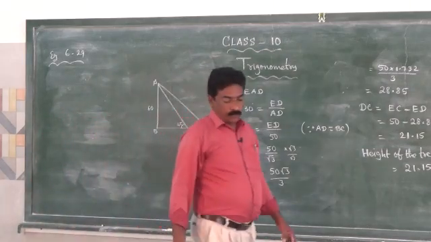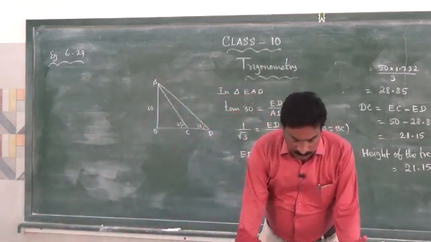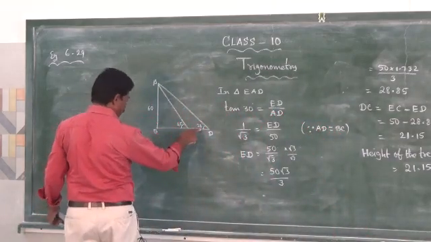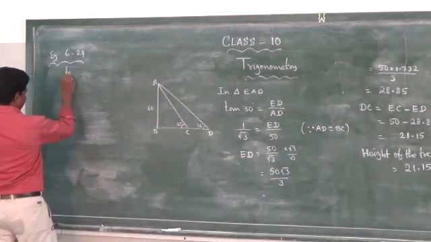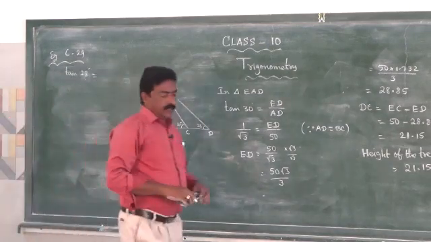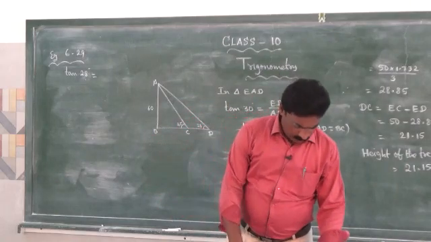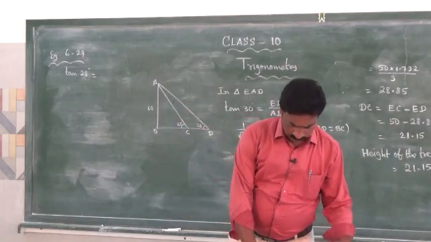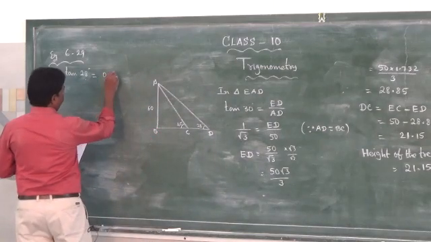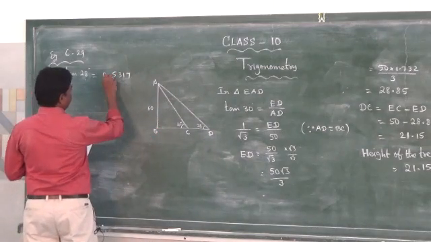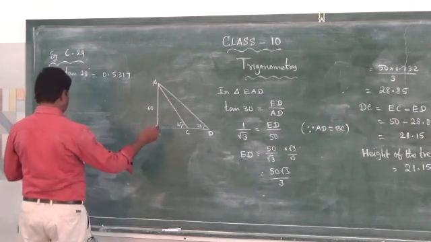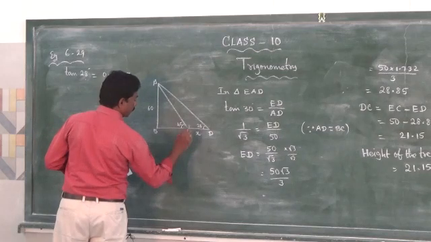The question: you have to find the distance between the two ships. Tan 28 is not a standard angle, so its value is given: tan 28 is 0.5317. You have to find the distance between the two ships. This distance you have to find.